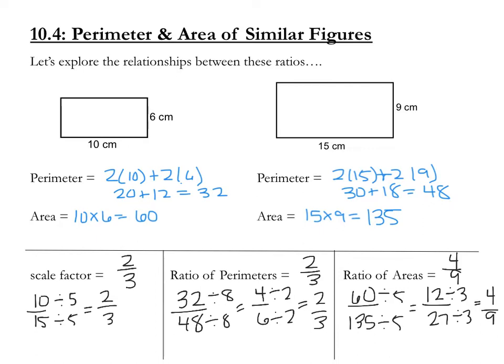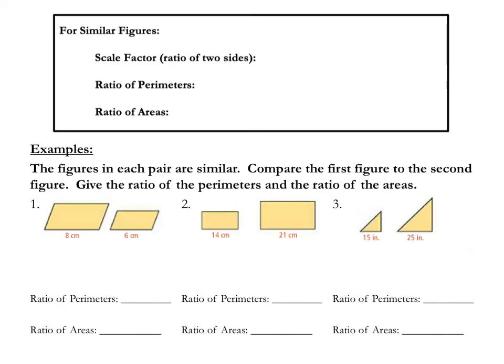The scale factor and the ratio of the perimeters are the same, but what is the relationship between that 2/3 and 4/9? If you look real carefully, both the top number and the bottom number get squared to get to that. So the ratio of the areas, we have to square the numbers. So that's going to be important for the formulas for today.